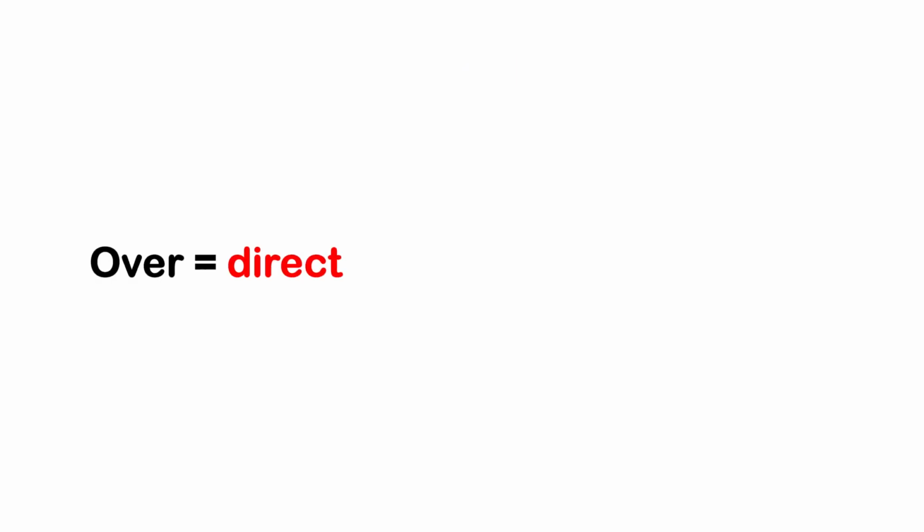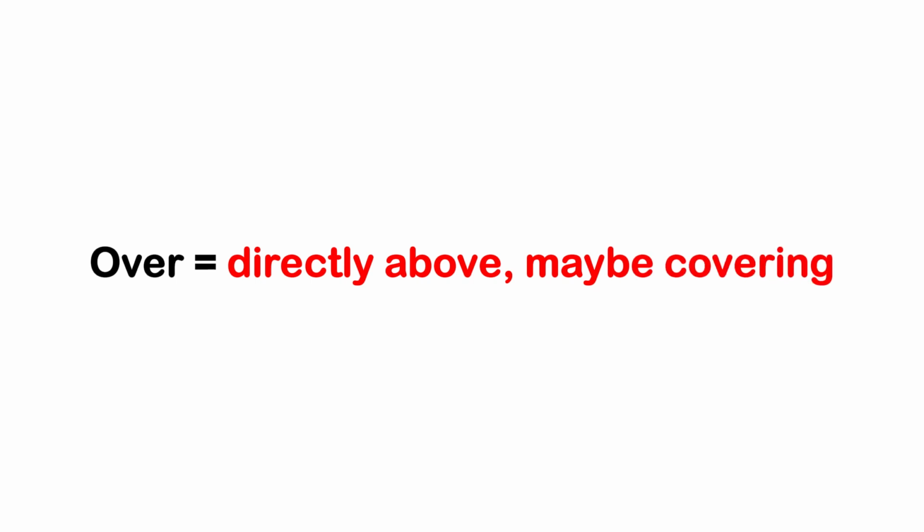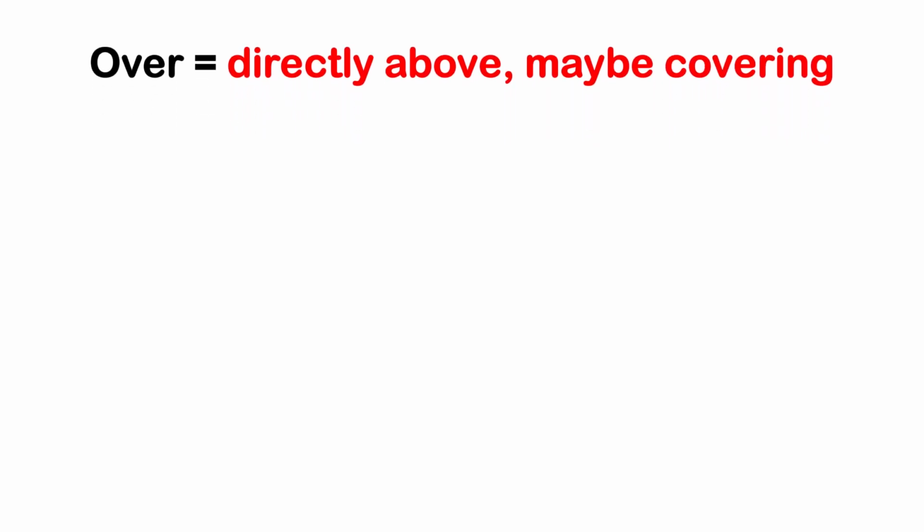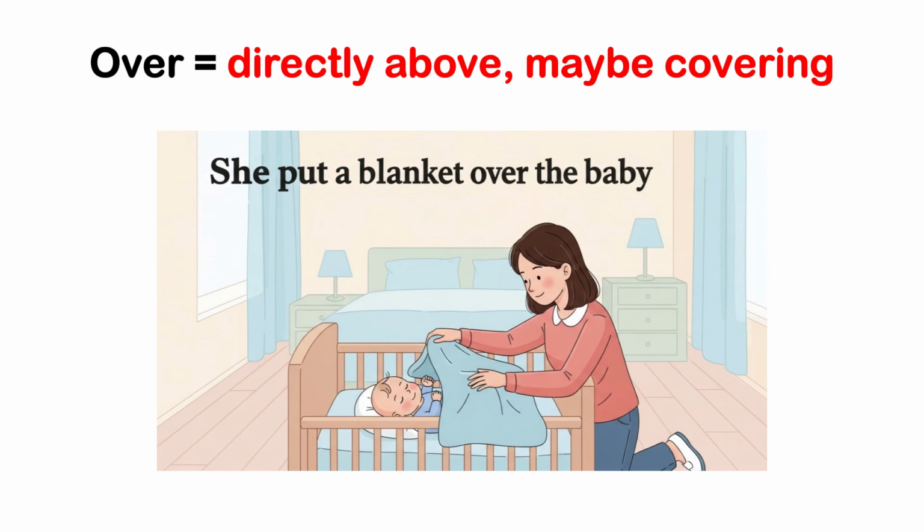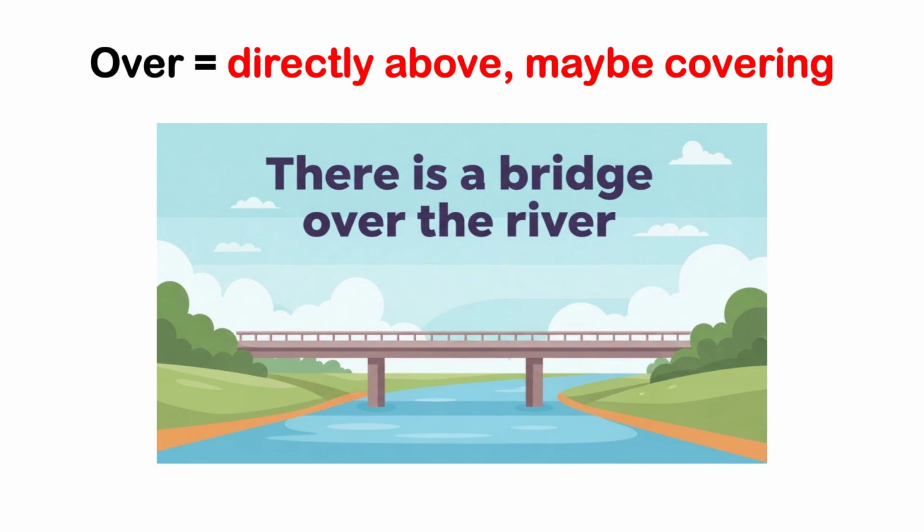Over. We use over when something is directly above, sometimes covering it. Examples: she put a blanket over the baby. There is a bridge over the river.